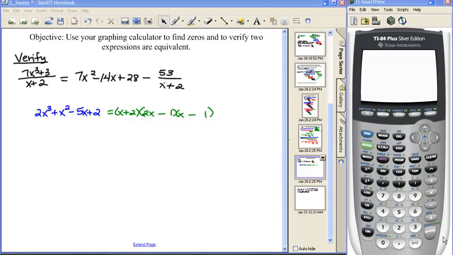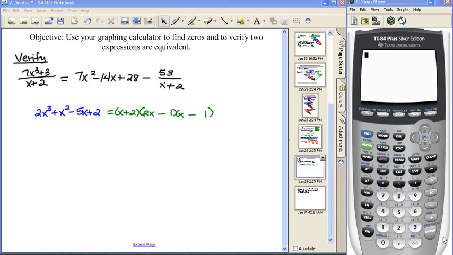The objective of this video is to show you how you can use your graphing calculator to find zeros of a polynomial function and also to verify that two expressions are equivalent. Let me begin with the easy part and show that two expressions are equivalent. These are expressions that I've used earlier on in different videos, so hopefully you will recognize these.